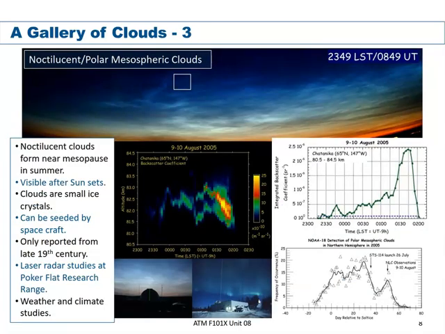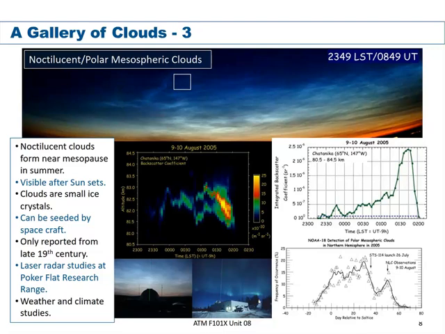I want to introduce a cloud that sits at the top of the mesopause. Noctilucent, or night luminous clouds, form in the summer at about 80 kilometers, 50 miles above the Earth. These clouds are also called polar mesospheric clouds. They are extremely tenuous and only visible after sunset when illuminated from below against a dark sky. Visible in Alaska in late July, early August, these clouds have only been reported since the 1880s.